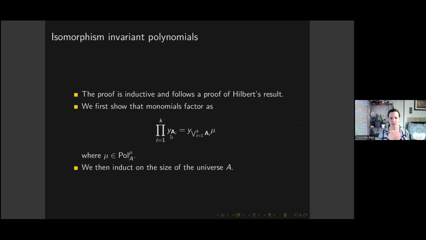The first thing that we need is that you can actually factor these special monomials, like y_a or y_{a_i}. If you have a product of those monomials, you can rewrite it as a single monomial, y indexed by the join of all of those in the lattice of substructures of whatever the biggest possible structure on your universe is, times some polynomial. Having that fact is important, that you can factor the product of monomials this way. And then you can induct on the size of the universe, which is like Hilbert's proof.